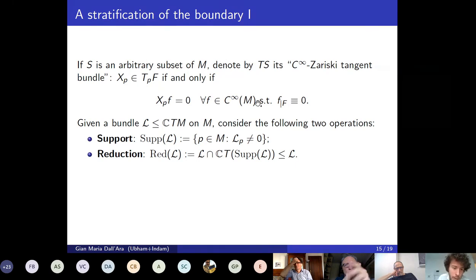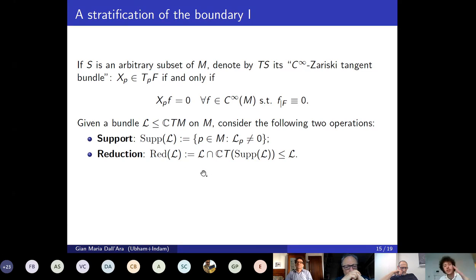Whenever one has a bundle here, what I really mean is a distribution. So for every point of my manifold, I'm assigning a complex subspace of the complexified tangent bundle. You should think of L as the Levi-null distribution. Later, I will apply this consideration to the Levi-null distributions. Then I have two possible operations. I can look at the support of these distributions, which means the set of points of the boundary where the distribution is non-trivial. And then I have an operation of reduction, which is slightly more complicated, but actually very natural.